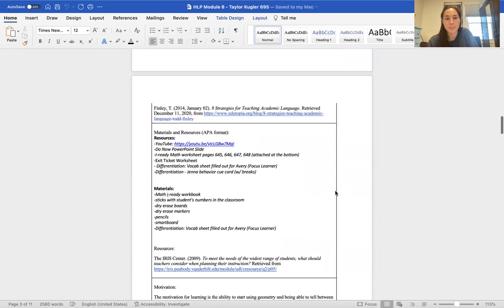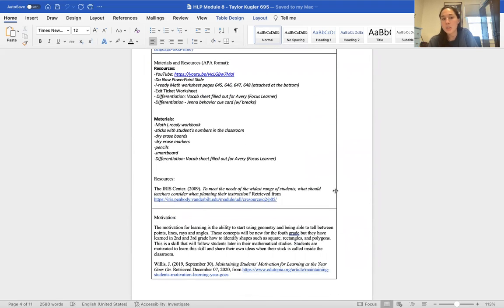And then our resources. You're going to see a Do Now. I have a PowerPoint Do Now slide too, where they're drawing on their whiteboards. We are using a textbook, our iReady curriculum. There are 4 sheets that we're going to be doing. 2, I'm going to be teaching and modeling. 2, they're going to be working as a group. The last one is that independent practice. Of course, the exit ticket I mentioned, and then the differentiation.